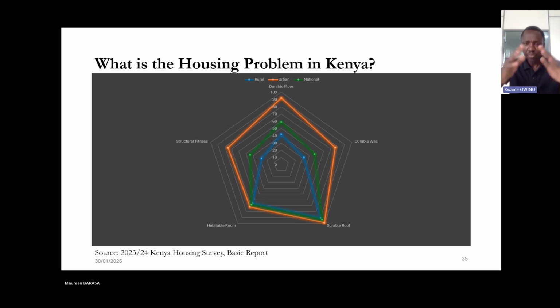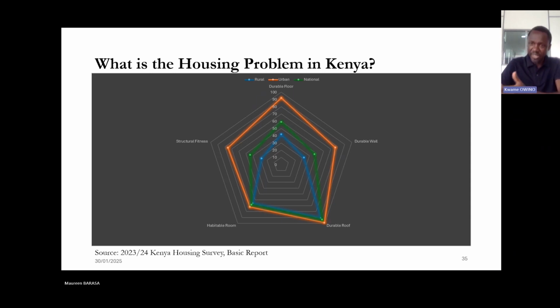Now, the orange part is basically the urban area. So what it's telling you is that in terms of durability of floors, durability of walls, durability of roof, and habitability and structure, urban housing as measured by the 2023-24 survey is actually better, because it's on the outer side. So the closer it is to the perfect hexagon, the better it is for that value. So if you look at it here, it's telling you something about durability. Roofs in Kenya are almost at a point where basically all of them are durable.